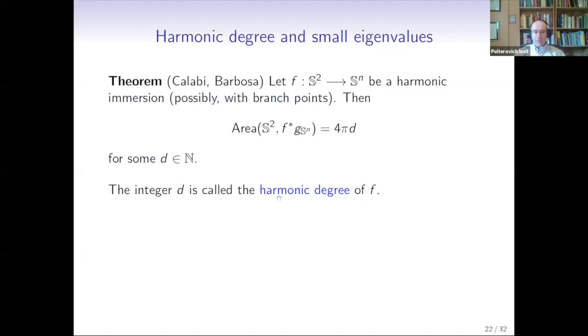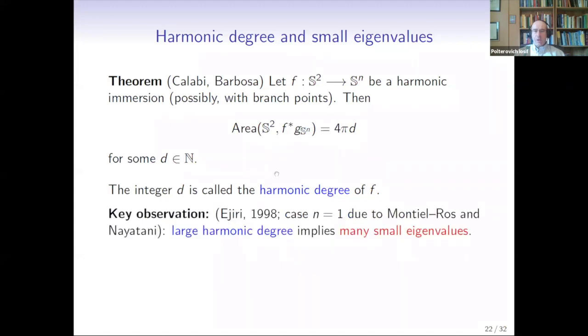So this is one result that we need. And another result that is much more recent, which is due to Karpukhin from 98 in general, and in some special cases due to Montiel and Ros and Nayatani, is that large harmonic degree necessarily means that your sphere has many small eigenvalues.